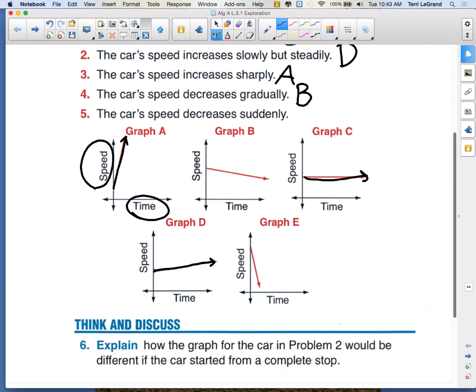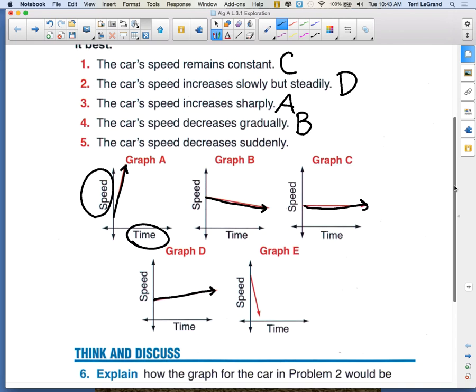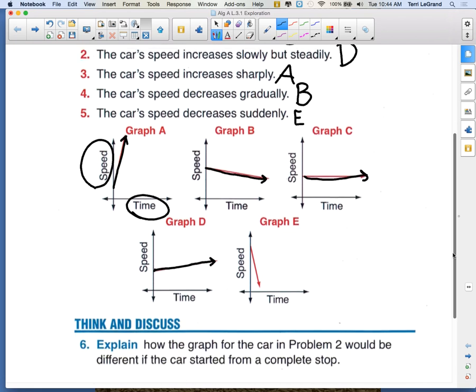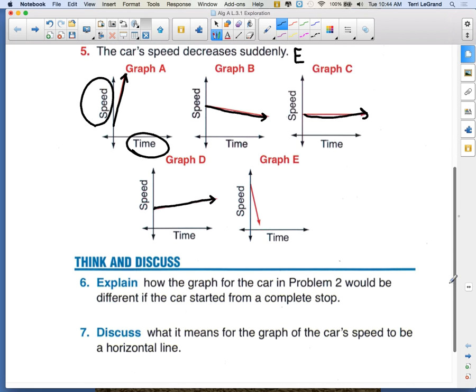The sentence says, the car's speed decreases gradually. So that means our line better be going down because the speed needs to go down as time goes on, and it's not going down very fast, so we could say gradually. Well, by process of elimination, it appears then that 5 should be E, but let's verify that it does really match. The car's speed decreases suddenly. Decreases tells us it needs to do what?